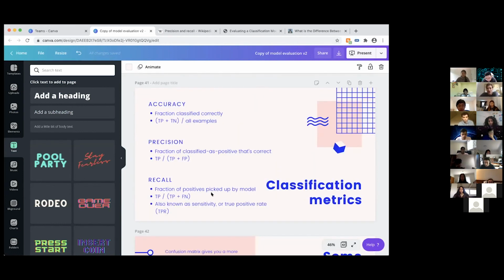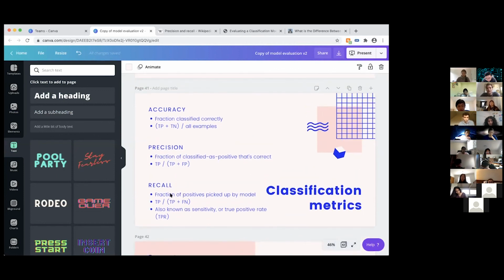In summary, today we talked about 3 classification metrics. We talked about accuracy, which is the fraction classified correctly. We talked about precision, which is the fraction of things we classified as positive that are actually positive, right? So the true positives over all of the things we predicted positive. And we also talked about recall, and this is the fraction of positives picked up by the model. So this would be the true positives over the total number of positives.